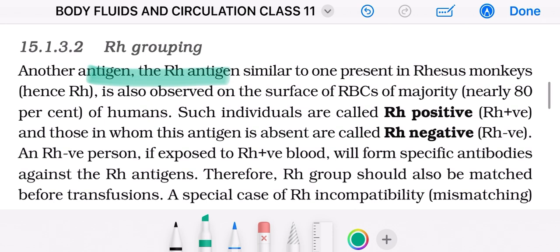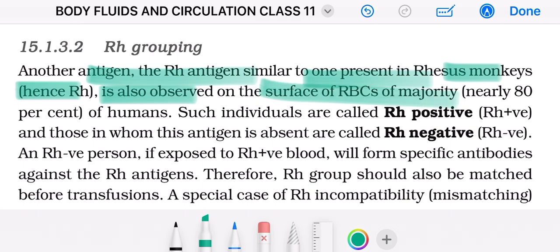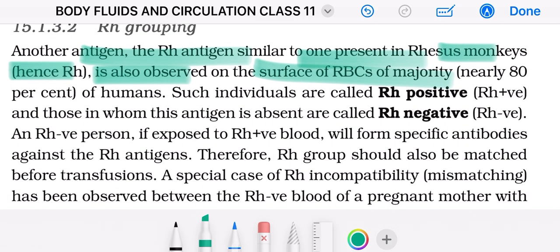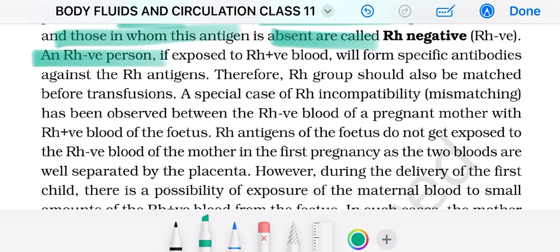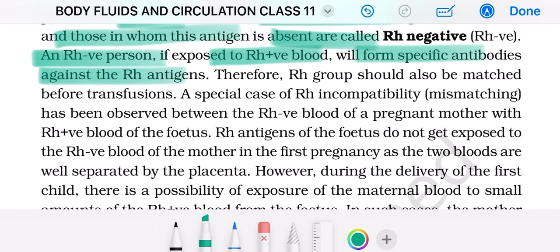Rh grouping. Another antigen, the Rh antigen, similar to the one present in the rhesus monkeys, hence Rh, is also observed on the surface of RBCs of majority, nearly 80% of humans. Such individuals are Rh positive, and those in which this antigen is absent are called Rh negative. An Rh negative person, if exposed to Rh positive blood, will form specific antibodies against the Rh antigens. Therefore, the Rh group should also be matched before transfusion.